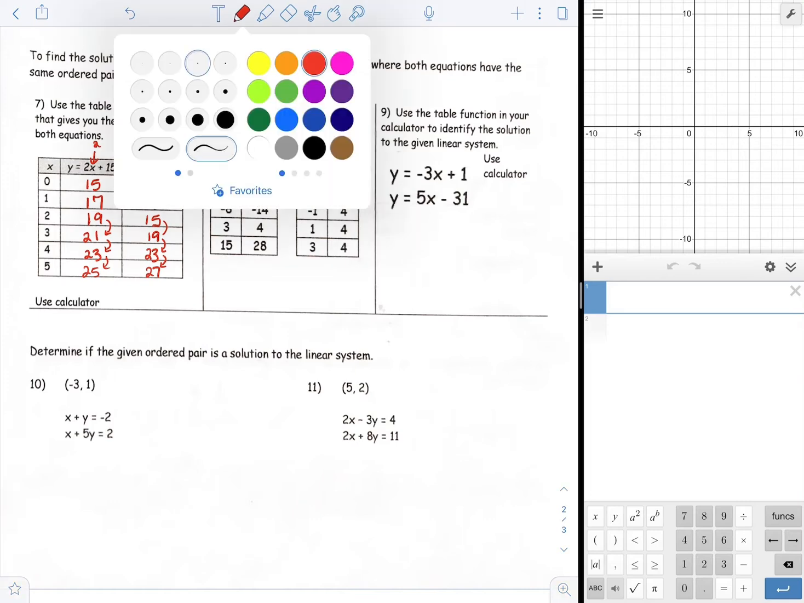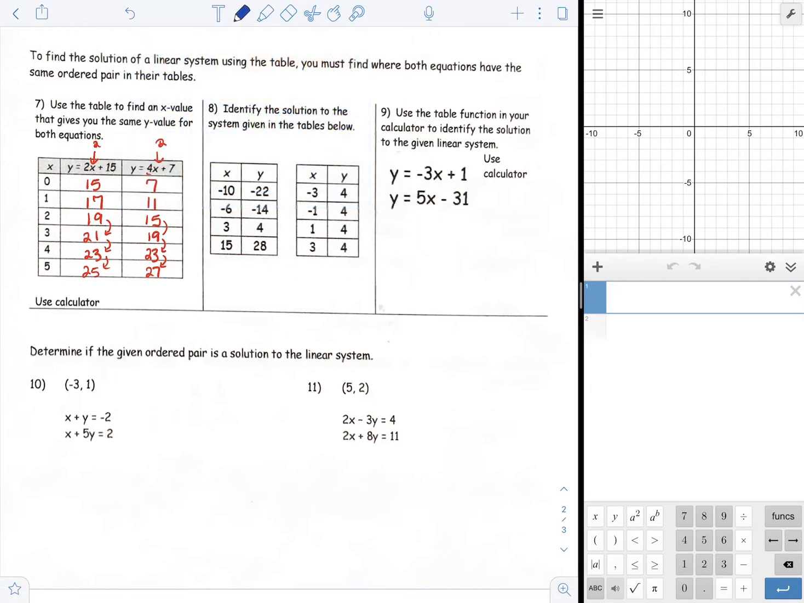So of all these numbers that we see, this has the same ordered pair. Remember, in a table, we're finding where both equations have the same ordered pair. And that's right here at (4, 23). So the solution to this system is (4, 23). Now it says use a calculator, so we're going to do that.